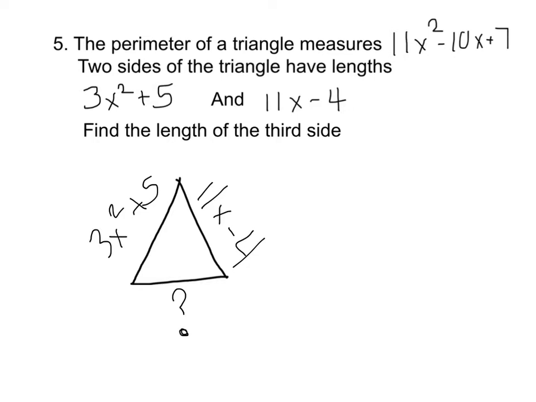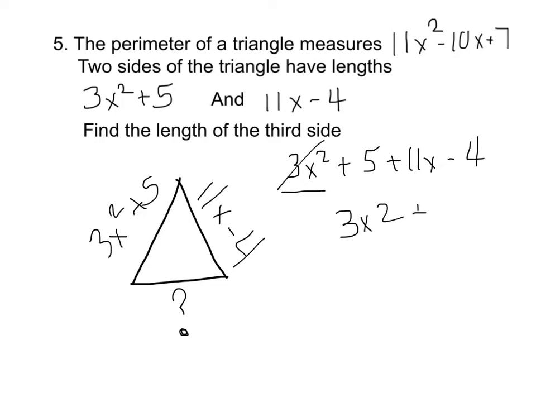So they give us the perimeter, and the perimeter is the sum of the three sides. So it's going to be this side plus this side plus our unknown side that will give us the perimeter. The first thing I want to do is add up the two sides I do know. So I'll have 3x squared plus 5 plus 11x minus 4. And to add these together, remember we combine our like terms. I'm going to take my x squared terms first. I just have 3x squared, and then plus 11x, and then I'm going to combine my whole numbers. So 5 minus 4 is plus 1.